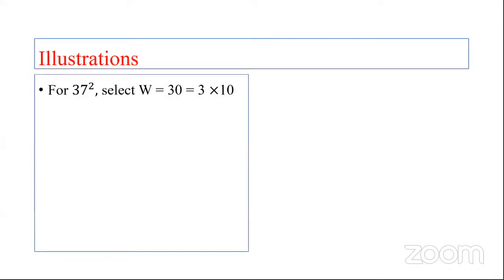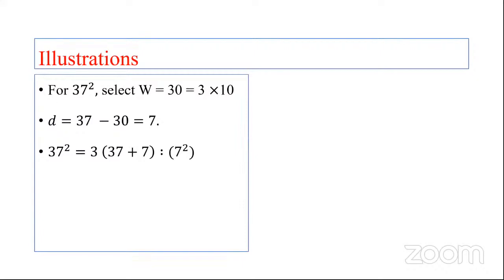3 into 10, 30 will be my base. Deviation is 7, 37 minus 30. Or that way also you can say A1 is 7, so directly 7. And the answer for 37 square will be written like this: 3 times 37 plus 7, that is, the number plus deviation, left part, colon, 7 square. So I have to only multiply 3 times 37 plus 7, that is 44, and 49. So my answer is 132 colon 49, left part and right part.